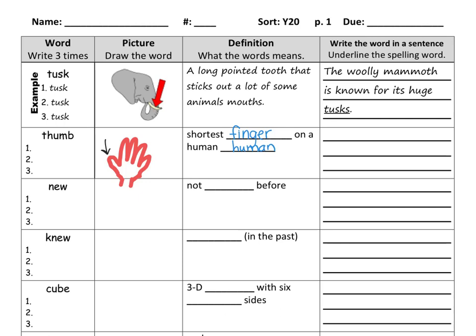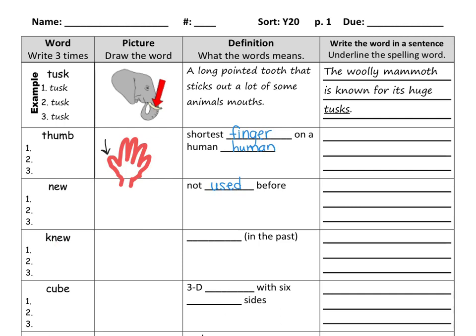All right, moving on to the next word, new. New means not used before. If you have a new pair of shoes, they have not been used before. So think of a sentence with the word new, this word, and write it here. Pause the video if you need to. I'm moving on. This next word, say it with me, new.